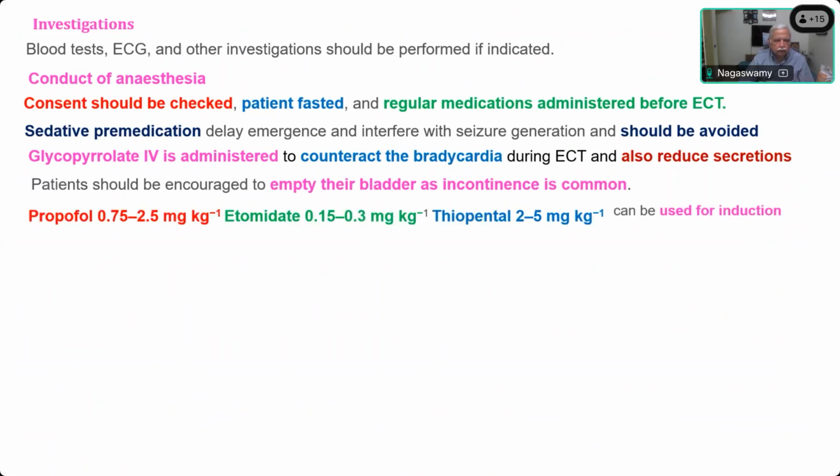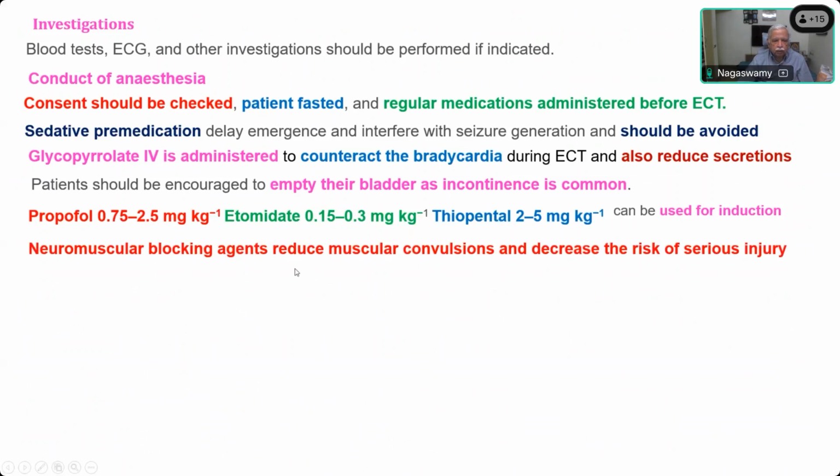Then the drugs of choice: propofol you can use in this dosage, etomidate, thiopentone are all the drugs for induction. I have not specifically mentioned methohexitone, even though textbooks say that methohexitone is the drug of choice. It is not commonly available. So whatever drugs that are easily available, these are the three drugs that you can mention.